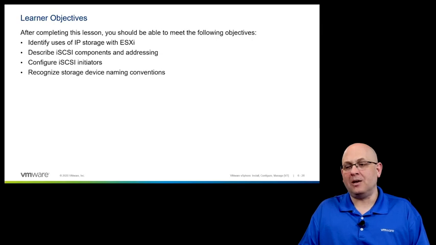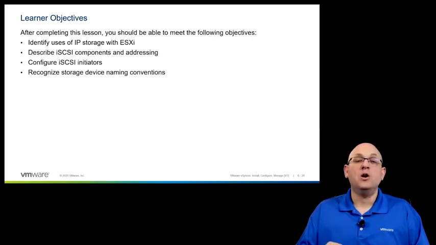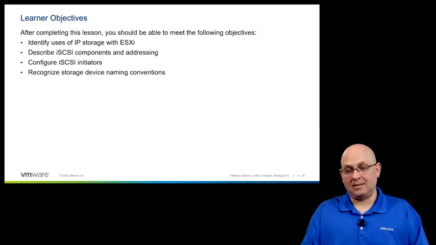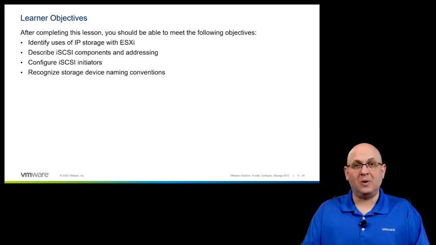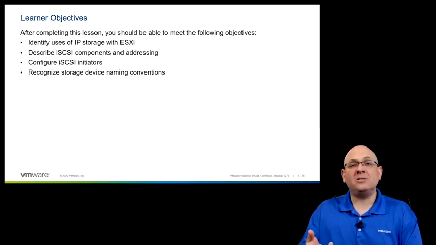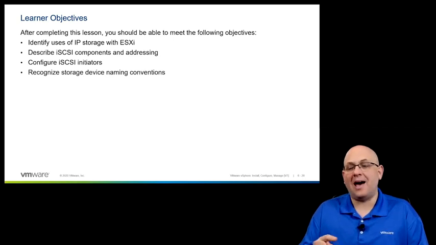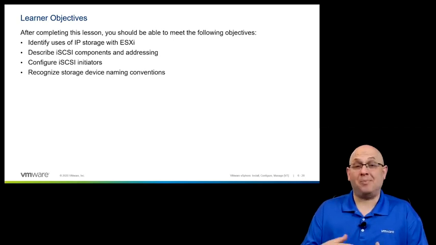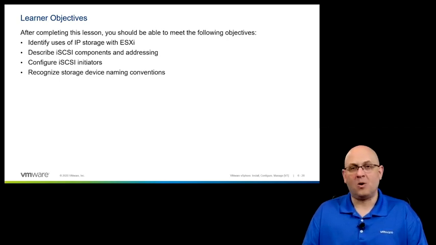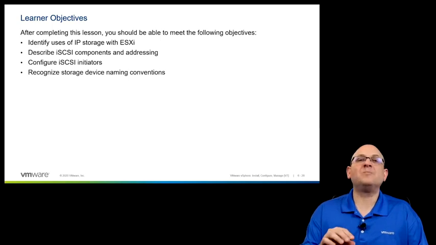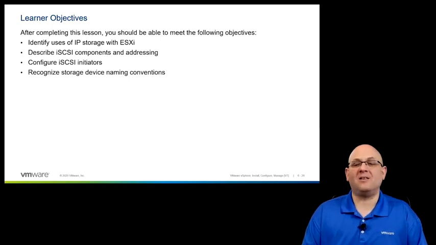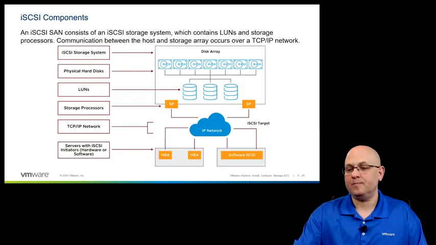So let's have a deeper look at IP-based storage with iSCSI. We'll look at the iSCSI components and addressing in a similar way that we did on the fiber channel side. We'll look at iSCSI initiators and iSCSI targets, and then we'll look at some of the naming conventions that we have beyond simple TCP/IP, which we absolutely will use in IP-based storage and iSCSI, but we'll look at some specific iSCSI naming conventions that we have.